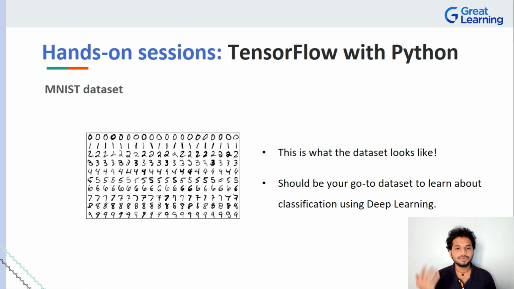And as I just told you, the MNIST dataset is usually the go-to dataset whenever anyone begins their journey in the field of deep learning. I'm not saying that you have to learn this to go ahead. Absolutely not. There are thousands and thousands of other use cases you can use to learn.